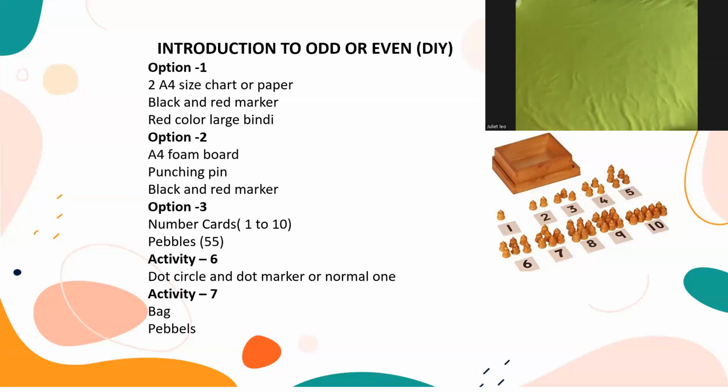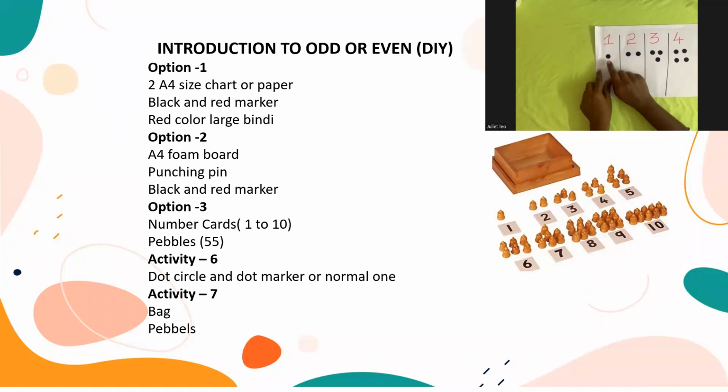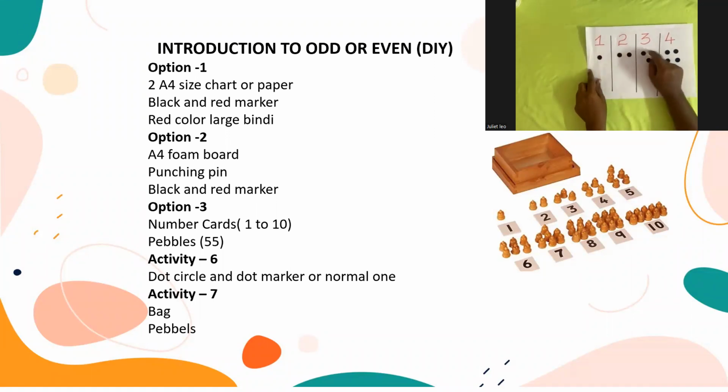Or if the child is a little bit older, 5, 6, 7 years or 6 plus years, we can use the foam board and a punching pin to punch each and every number in the same way. Suppose this is the foam board, we can use the same pin to punch here 1 and 1, 2 and 1, 2, 3 likewise.